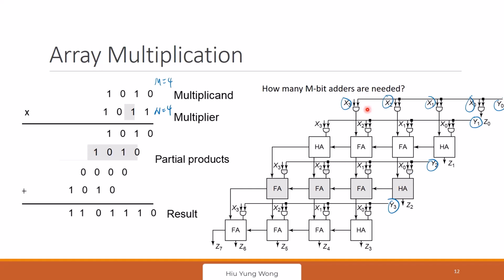Look at this. First, y0 and all of them. I have an AND gate. Do you see that? So this one and all of them. Then I also have this 9. I have y1, which is this one, and all of them, right? And then y2 and all of them, y3 and all of them.